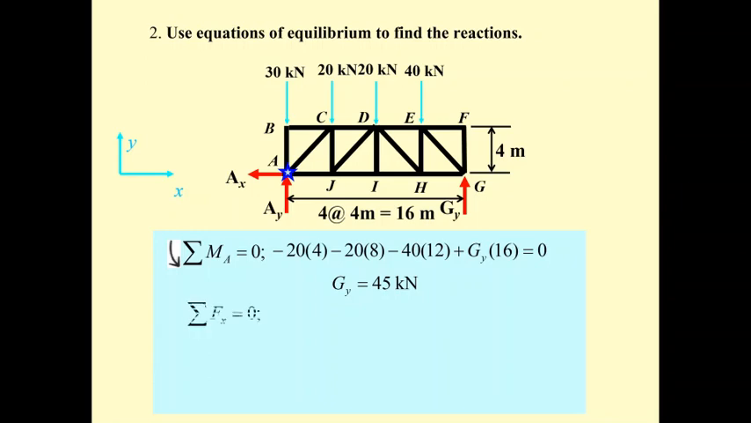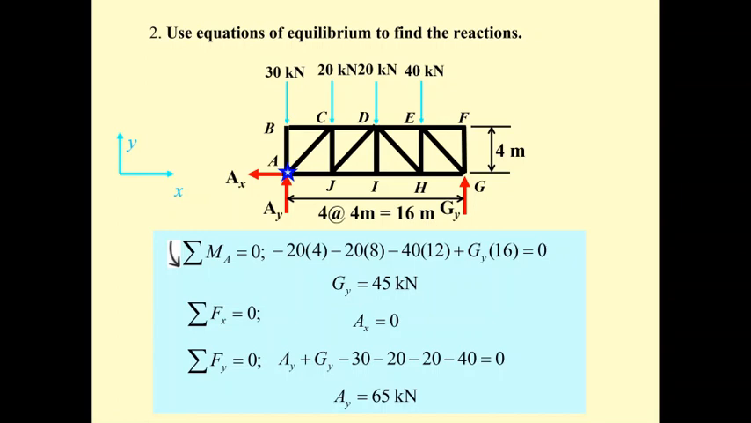And then we use summation of F sub x equals 0, since there is no horizontal force. A sub x is 0. And the last one, summation of F sub y is 0 and pointing up is positive. So A sub y plus 45, which is G sub y, is positive, and minus 30, minus 20, minus 20, minus 40, we got A sub y of 65.